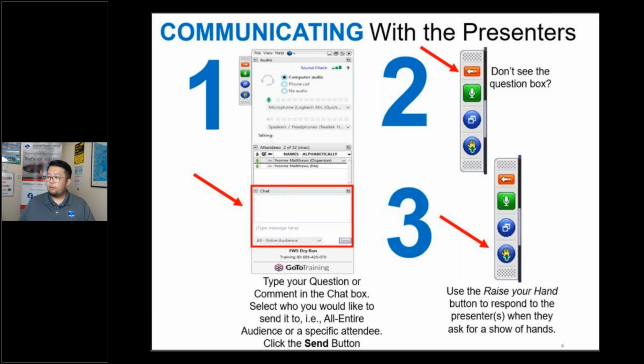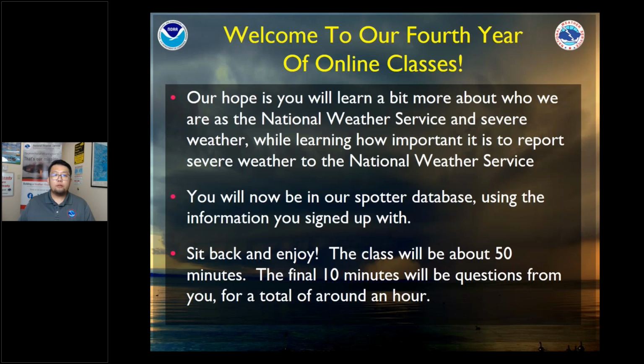So we've got a decent group of folks here, which is fantastic. This is our 4th year of online SKYWARN classes. We've been doing this since 2017, which is actually before I got to this office. I know there's a lot going on right now with online classes, and everyone's doing that, but we have actually been doing this quite often. We want to make sure we reach as many people as possible. Our hope is that you'll learn a bit more about who we are as the National Weather Service, and learn a little more about severe weather and what to report to us when the time comes.